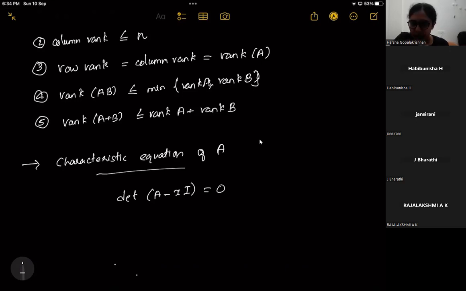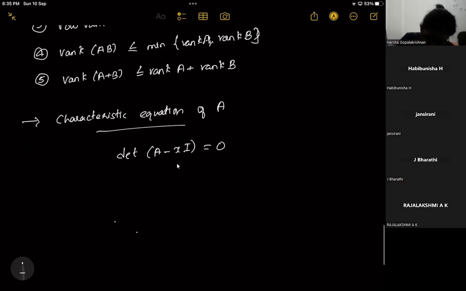So we will have a matrix A, a square matrix. Suppose A is an n by n square matrix. We will consider the n by n identity matrix and multiply that with x. So we will get an n by n matrix with the diagonal element x. Then we will do A minus xI, where x is a variable. Finding the determinant of that matrix and equating it to 0 is called the characteristic equation.